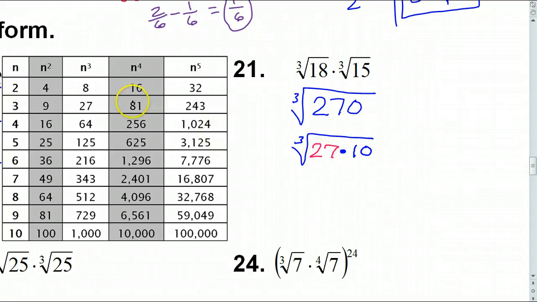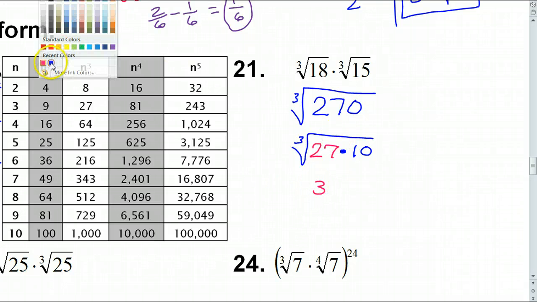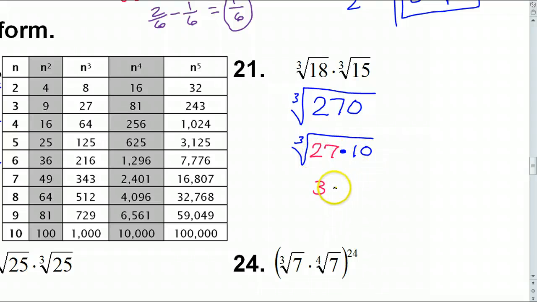Okay, the 27 can be simplified. It's on the list, so that's why I write it in pink. Now the cube root of 27 is 3. So we can write the 27 as 3 outside of the radical. That's going to leave everything in blue still there. So I will have the cube root of 10 still inside the radical. So this would be the final answer for number 21.